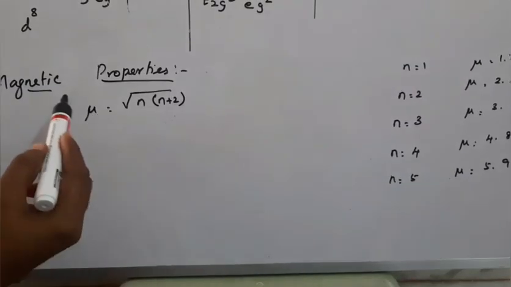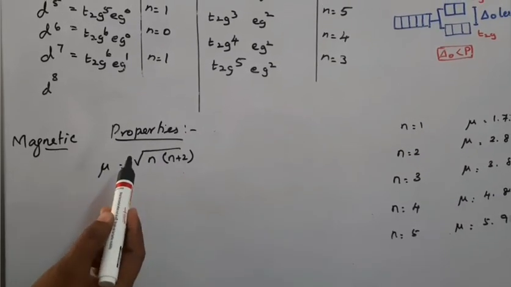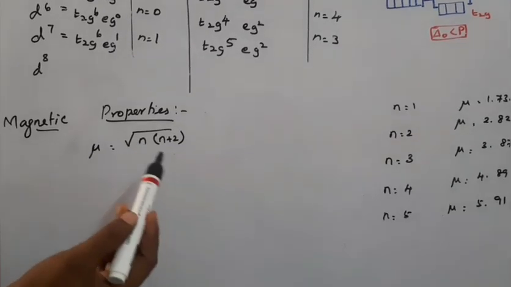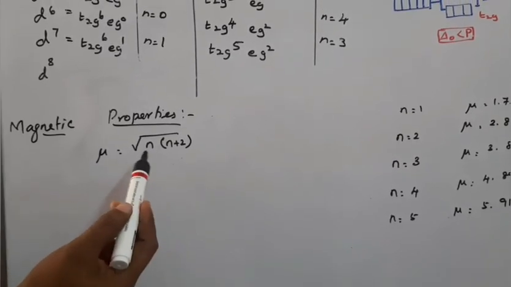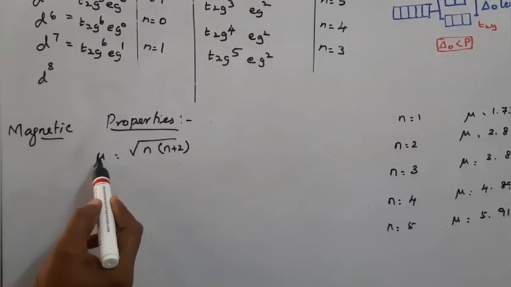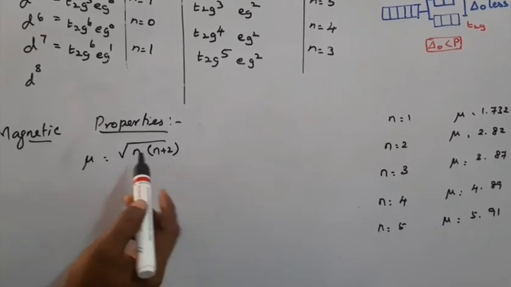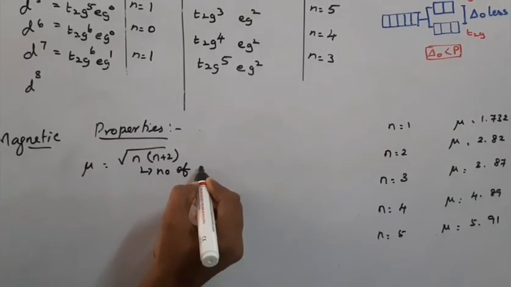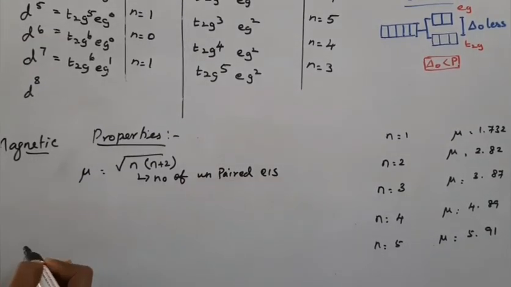The second thing, the crystal field theory explains magnetic properties also. Magnetic nature depends upon whether a complex contains paired electrons or unpaired electrons. Paired means diamagnetic, unpaired means paramagnetic. Here the magnetic moment is represented by mu equals root of n into n plus 2, where n is the number of unpaired electrons.